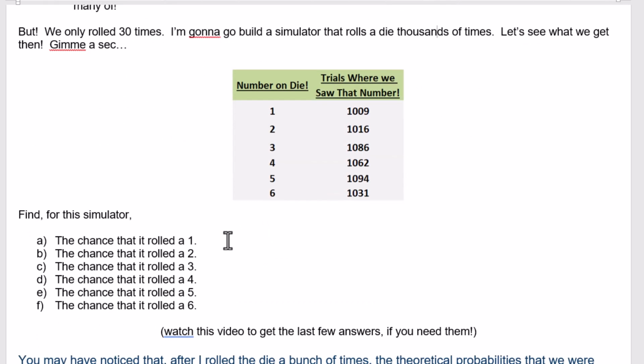So for this simulator, we're going to figure out the chance it rolled a 1, 2, 3, 4, 5, or 6. The first thing I have to do is figure out how many times I rolled this simulator. So I've got to add up all those numbers. 1009 plus 1016 plus 1086 plus 1062 plus 1094 plus 1031. And I got 6,298. Let me check the numbers one more time. Okay, good. So 6,298 trials. Here they are if you want to see them. Drag them over so you can see my work.